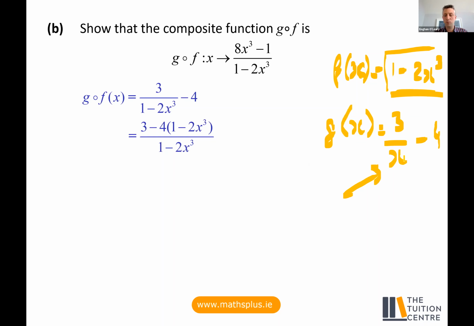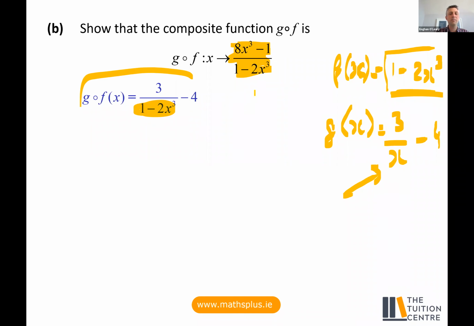So what do I do? This is what's happening. In the place of x, I get the 1 minus 2x cubed. And now what I'm going to do is try and reorganize what I have here to give me what I want in the question. Okay, so let's go from there.